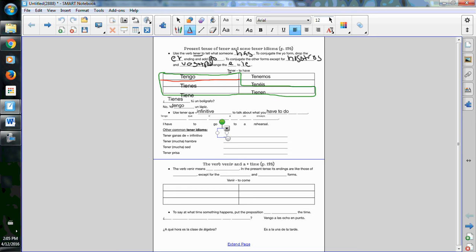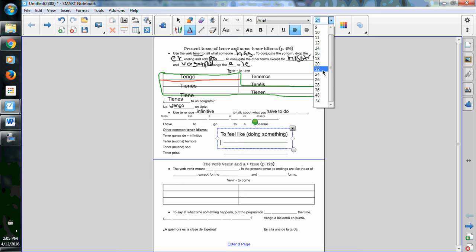Tengo ganas de, with an infinitive, means to feel like doing something. So an example of a sentence like this would be yo tengo ganas de bailar. I feel like dancing. The next expression we have is tener mucha hambre, and that is to be very hungry. Tener mucha sed translates as to be very thirsty. And tener prisa is to be in a hurry.